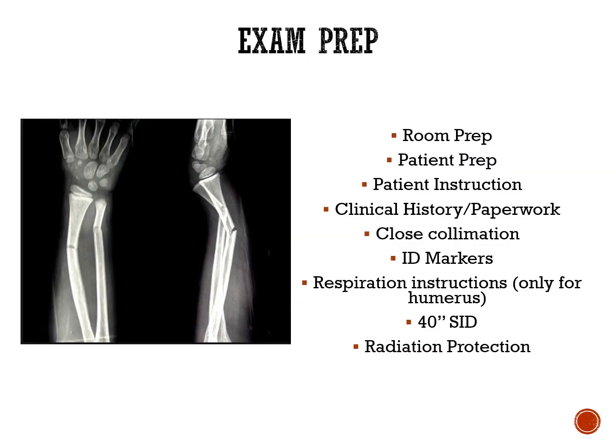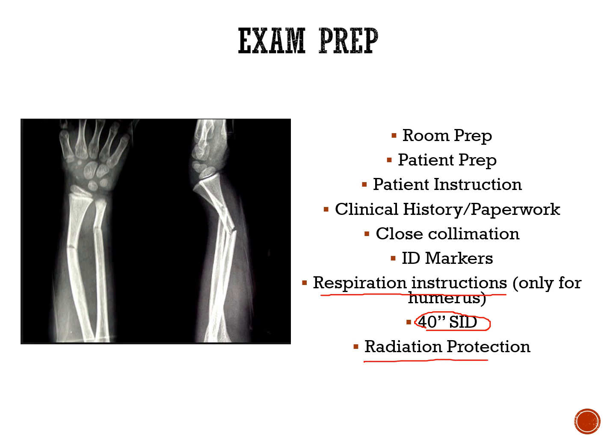Okay, so next we're going to take a look at the forearm. With the forearm, we are looking at room prep and patient prep, having no artifacts or anything. Give patients their instructions. Always have paperwork ready and close collimation and ID markers all the time. We don't do any type of respiratory instructions for anything with the elbow or the forearm at all. It's only for the humerus, and we're going to always use 40-inch SID.